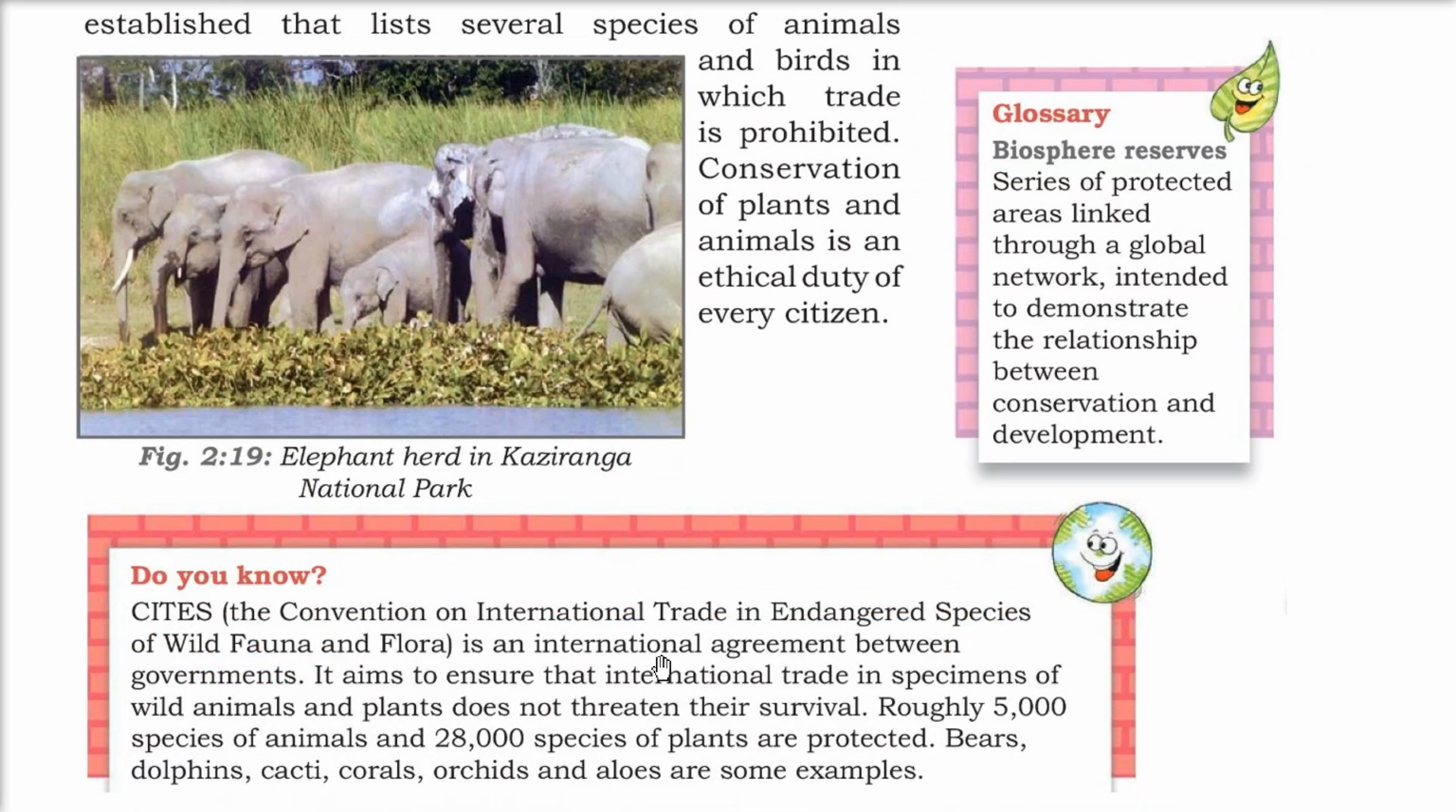So this CITES is an international agreement between governments. What is the aim? The aim is to ensure that international trade in specimens of wildlife or wild animals and plants does not threaten their survival. Roughly 5,000 species of animals and 28,000 species of plants are protected. Bears, dolphins, cacti, corals, orchids and aloes, these are all examples. So this is about all the content of this topic, but the basic idea is that trying to understand all these and trying to conserve is also important.